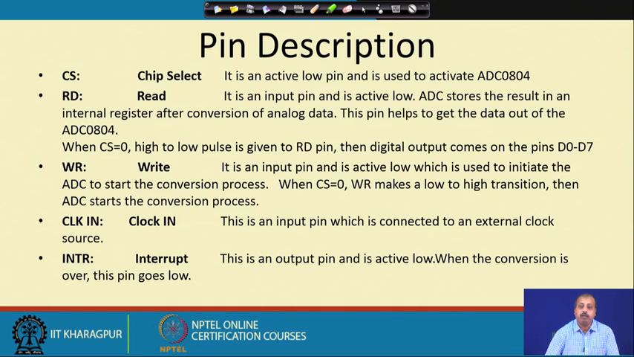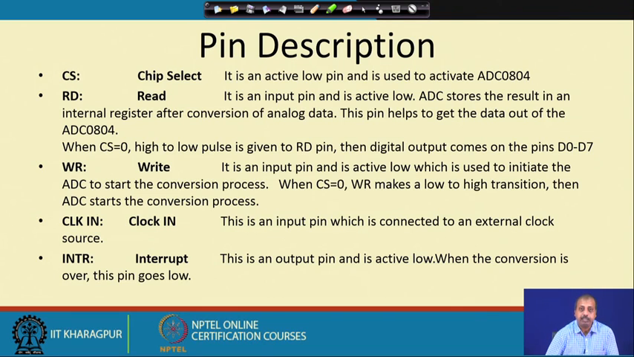So, to read the value from that register onto the data bus, you should make this read bar pin low, so that you get the value in that register onto the data bus. So, when CS equal to 0 or CS bar is activated, a high to low pulse will be given to the read pin, and then the digital output will come onto D0 to D7. So, this is the read line. This requires a high to low pulse, that is, a falling edge triggered operation.